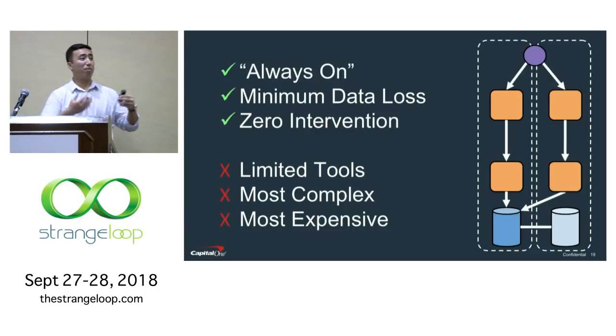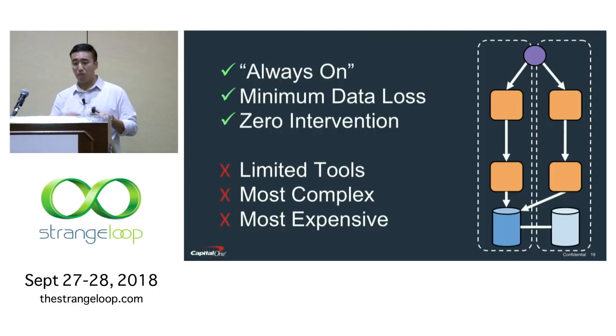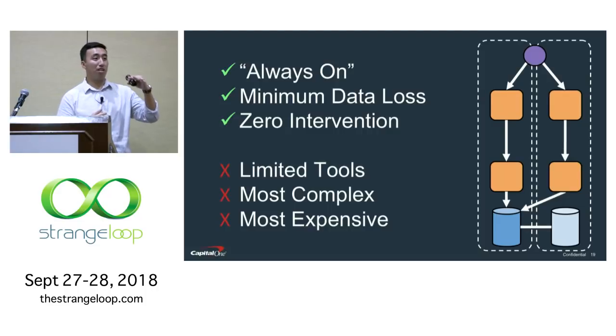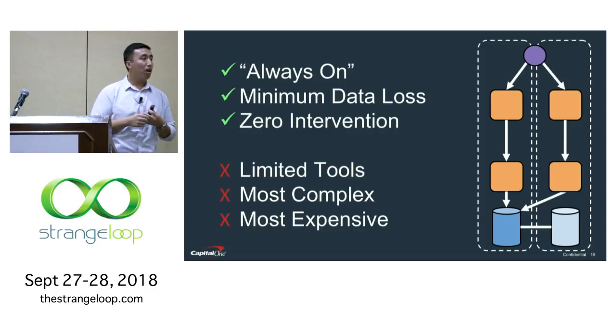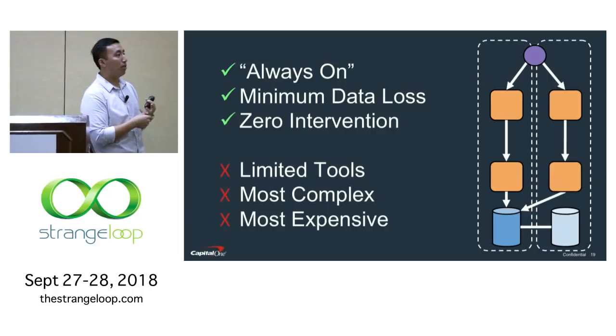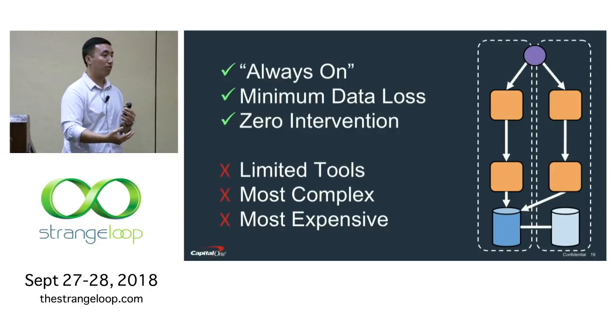So what is great about active-active? Obviously, it's always on. At least hopefully, right? We're going to minimize our data loss, and we're going to hopefully have zero intervention whenever something fails. This is where everything becomes much more expensive, much more complex, and we're going to have some limited tooling. When we get to active-active data stores or active-active services, we begin to limit ourselves in terms of what types of technologies we can use in order to write all of our transactions to.